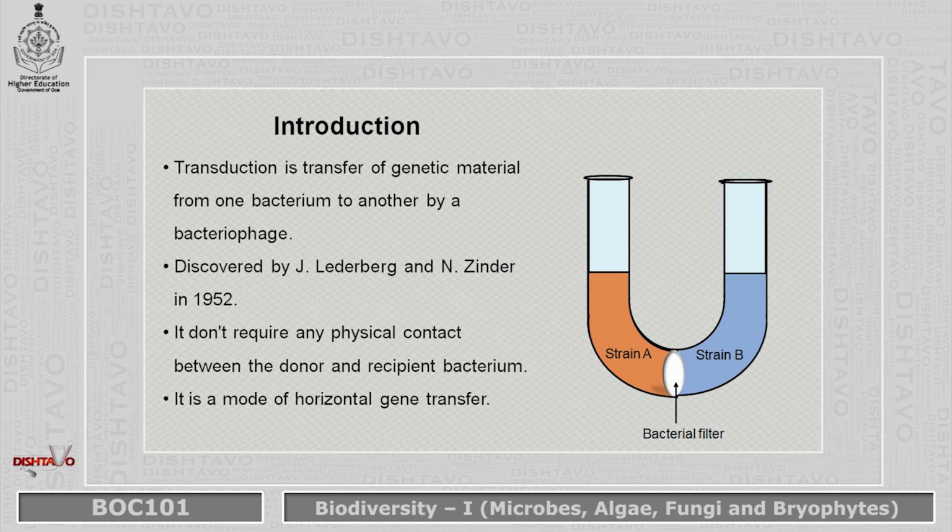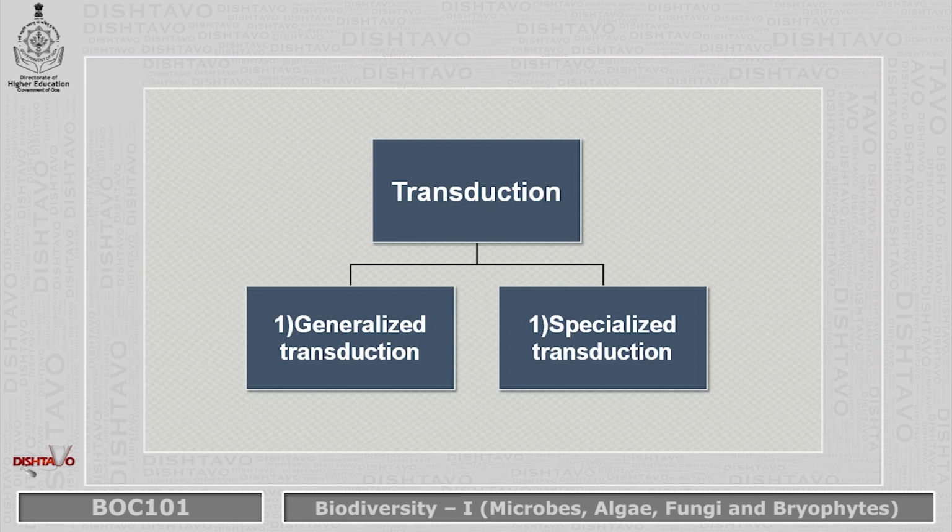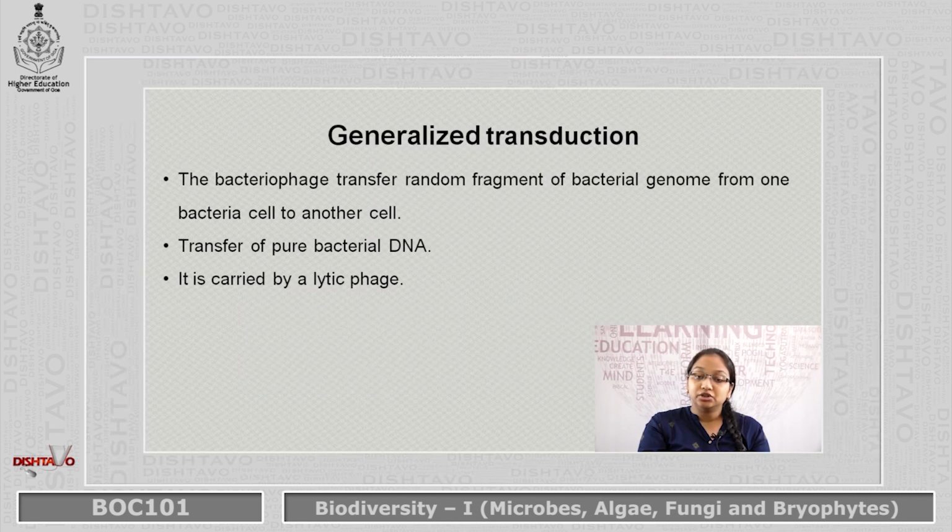Depending on how the DNA is packed in the bacteriophage head, transduction is of two types: generalized transduction and specialized transduction. Generalized transduction. In generalized transduction, the bacteriophage transfers a random fragment of bacterial genome from the donor bacterium to a recipient bacterium. The bacteriophage, while transferring, has pure bacterial DNA. It is carried out by a lytic phage. A lytic phage is a phage which undergoes a lytic cycle.